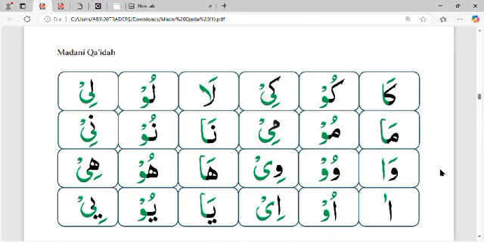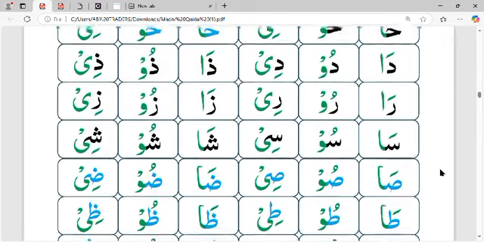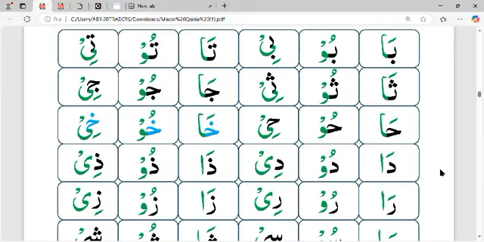You must practice this lesson. Inshallah, you will do it. I will try my best for you, inshallah.